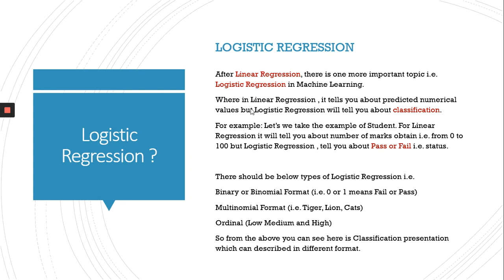There are the following types of logistic regression. That is binary or binomial format, which is 0 or 1, meaning fail or pass. The second one is multinomial format, that is tiger, lion, cats. The last one is ordinal, that is low, medium and high. So from the above, you can see that classification can be presented in different formats.